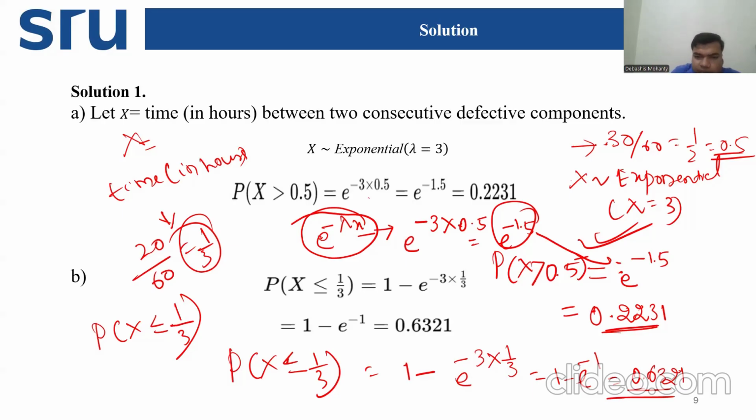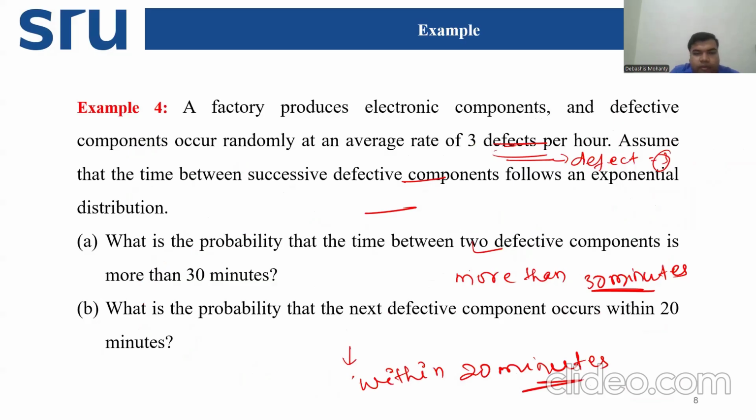Okay, students. So again, I am explaining this question. Try to understand this carefully. A factory produces electronic components and defective components occur randomly at an average of 3 defects per hour. It is mentioned in the question per hour. Assume that the time between successive defective components follows an exponential distribution. So it follows an exponential distribution, which means we need to calculate the waiting time period.